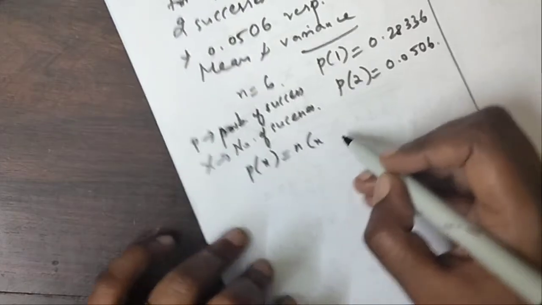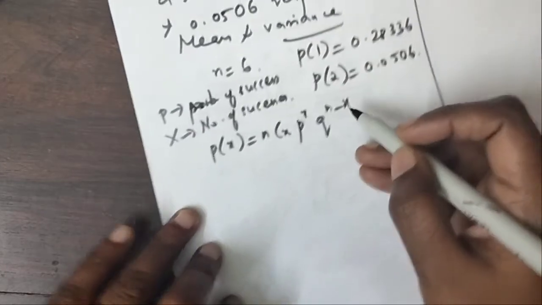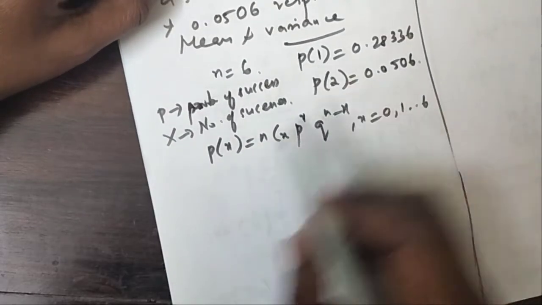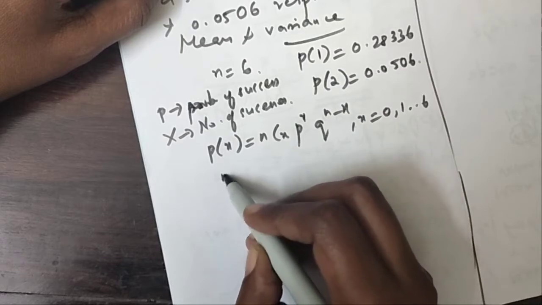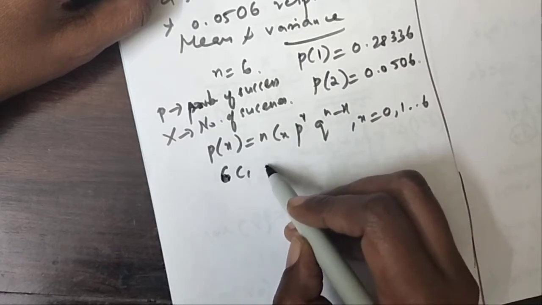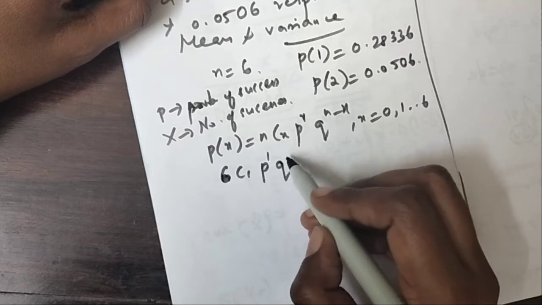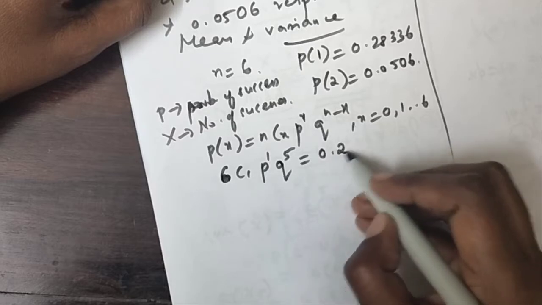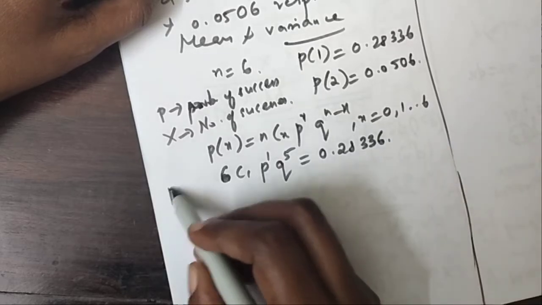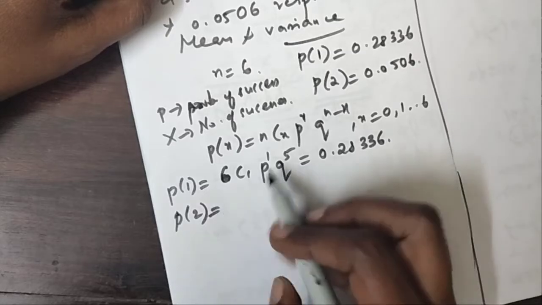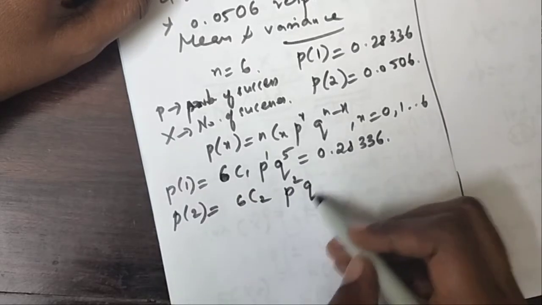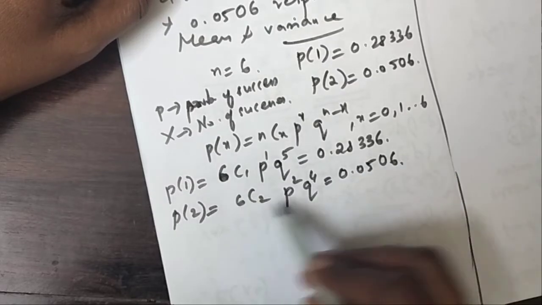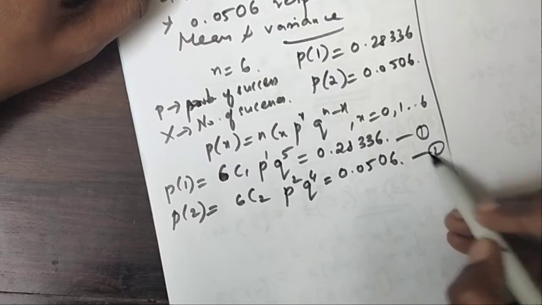What is the meaning of P of x? P of x is nCx p raised to x, q raised to n minus x, where x is equal to 0, 1, etc., up to 6. So P of 1 means 6C1 p raised to 1, q raised to 6 minus 1, that is 5. It is 0.28336. This is P of 1. And what is P of 2? It is 6C2 p raised to 2, q raised to 6 minus 2, that is 4. It is 0.0506. So let these be equation numbers 1 and 2.